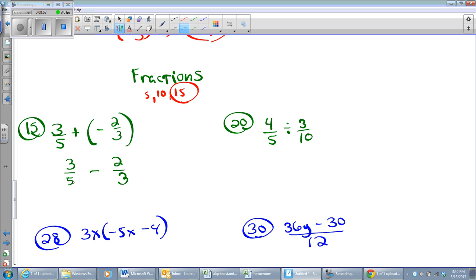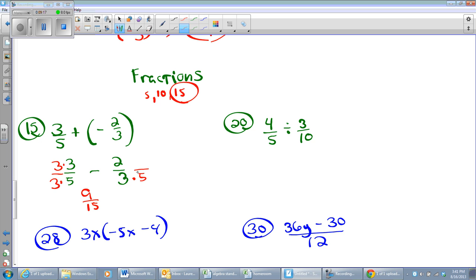And I've got to turn this 5 into a 15. Well, I'm going to multiply it by a 3. If I do it to the denominator, I'm going to have to multiply the numerator by 3. And so my new fraction on the left becomes 9/15. Now, I'm going to multiply this guy by a 5. Why? To turn the denominator into 15.